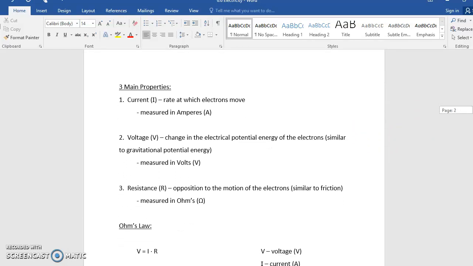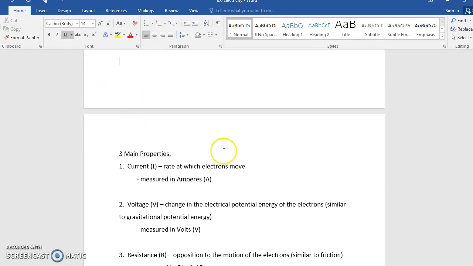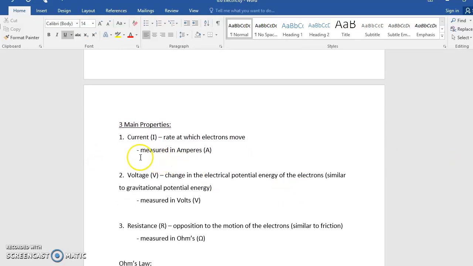Okay, so what are the main properties of electricity? Electricity has a current, which is the rate at which electrons move. We're going to give current the letter I in our formula. And the unit for current is amperes, which is in capital A. Then electricity also has voltage. You've probably heard of voltage.